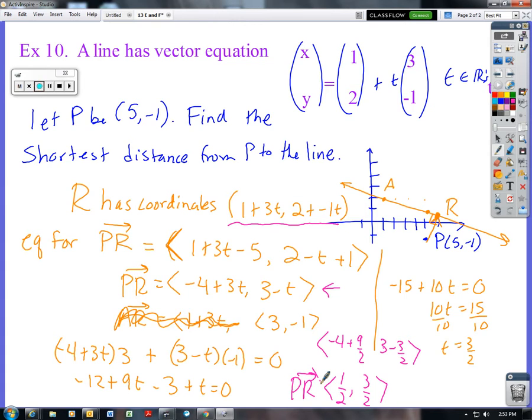Now all we have to do is find the magnitude of that, because that'll be its length. So the magnitude is the square root of 1 half squared plus 3 halves squared. So that's going to be 1/4 plus 9/4, which is 10/4. Sorry for the craziness. And then the square root top and bottom, so you get root 10 over 2. And that is the length. And there's no units, so we don't have to worry about that.